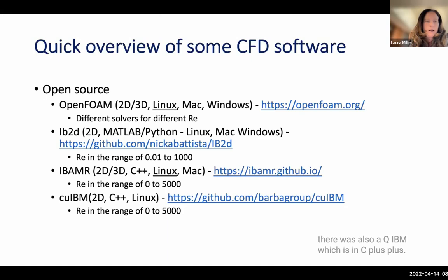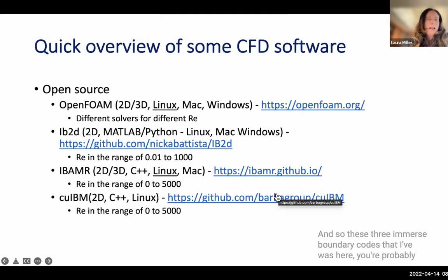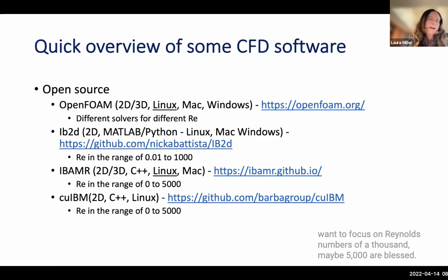There is also QIBM, which is in C++, and is from Lorena Barba and has nice tutorials as well. And so these three immersed boundary codes that I've listed here, you probably want to focus on Reynolds numbers of 1,000, maybe 5,000 or less. So you probably do not want to be doing simulations with full turbulence. You need to have some turbulent model of the fluid for that.